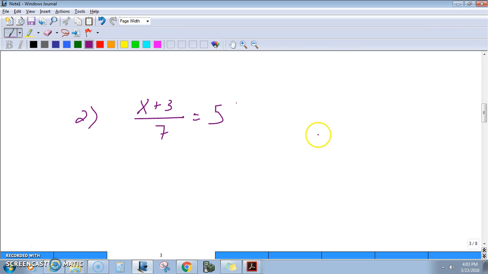There are no restrictions on this because the denominator is just 7. Nothing we make x is going to change the original denominator of this function from being 7. I'm still going to multiply first both sides by the denominator, which is 7. And over here it becomes 1. And I get x plus 3 is equal to 35.